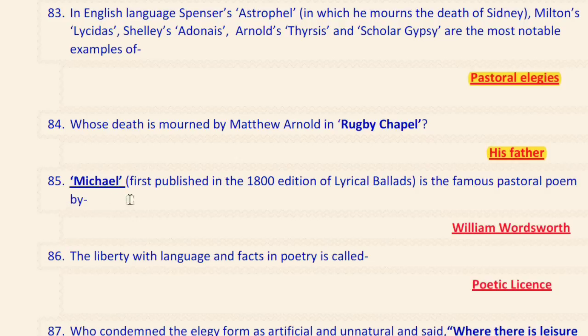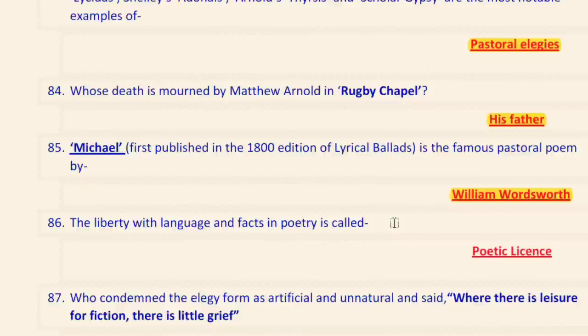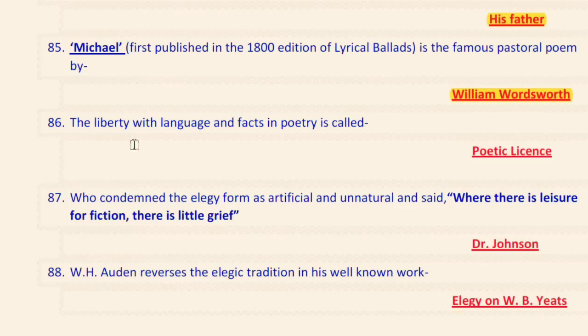Question number 85. Michael, first published in the 1800 edition of Lyrical Ballads, is the famous pastoral poem by William Wordsworth. Question number 86. The liberty with language and facts in poetry is called poetic license. Question number 87. Who condemned the elegy form as artificial and unnatural and said, "Where there is leisure for fiction, there is little grief"? It was Dr. Johnson who criticized elegy as artificial and unnatural.